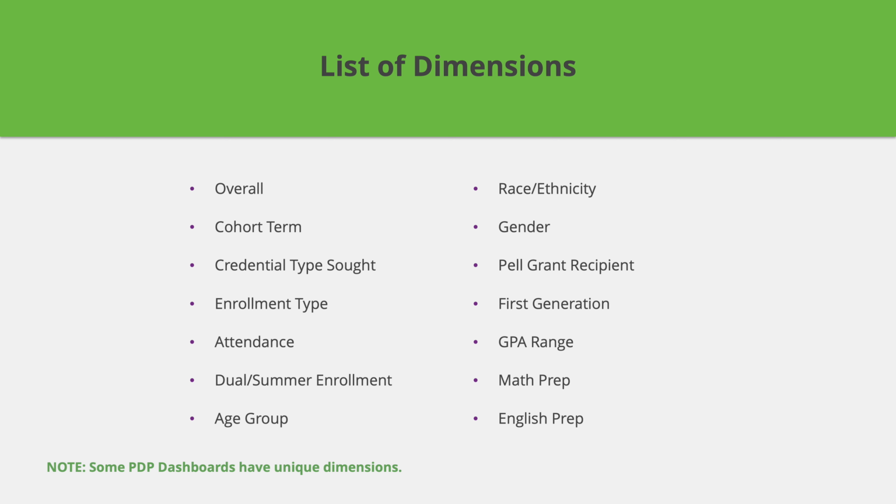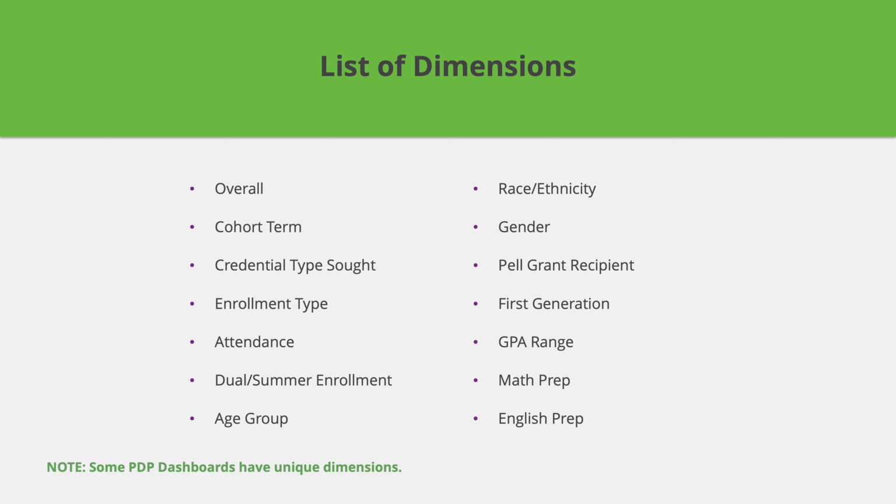Here is the list of dimensions common across all PDP dashboards. Overall is the default dimension and does not segment the population. Cohort term segments students by the academic term that the student enrolled at your institution. Options are fall, spring, summer, and winter. Credential type sought is the credential that the student is seeking. The options include certificate seeking, associate seeking, and bachelor's seeking.